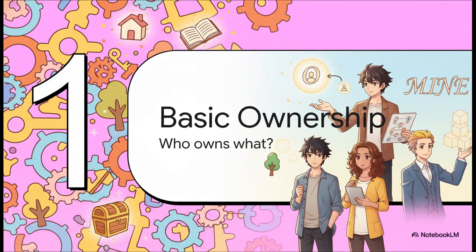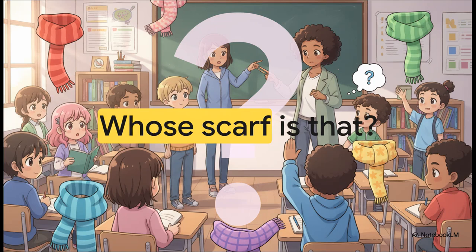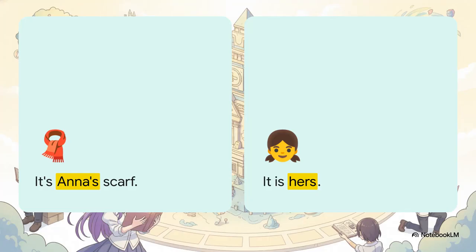All right, Section 1, establishing basic ownership. I want you to imagine yourself stepping into a busy, probably somewhat chaotic classroom. Pulling straight from page 4 of our source material, we're immediately hit with a very practical question. Whose scarf is that? It's a simple mystery, right? Well, to solve it, sure, we need vocabulary, but more importantly, we need a grammatical structure that actually connects an object to a person. And this brilliantly illustrates our very first major leap in narrative efficiency.